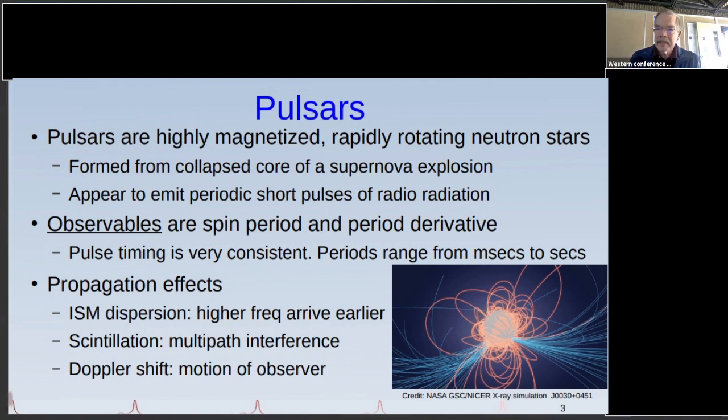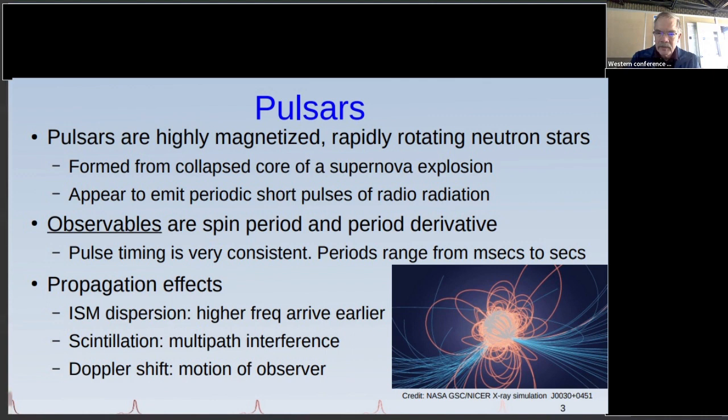Some of this will be a bit of review and some will be new, but pulsars are these highly magnetized, rapidly rotating neutron stars. They're formed from the collapsed core of a supernova explosion. And what we see is this periodic short pulse of broadband radio radiation. The observables are the spin period and the period derivative, the two things that we can see. And from those two things, we can get a lot of information. We can learn a lot. The pulse timing is very consistent.